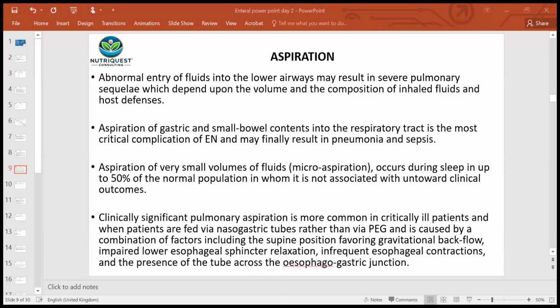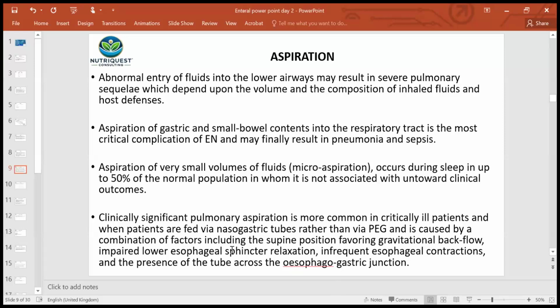So it is important that you know that, because sometimes we might be feeding the patient, yet the bed is wrongly elevated, and that indeed can be a problem. So be sure to master that one, so that you are able to know exactly what we are looking into. So that the elevation is very, very important, so that the patient does not aspirate. So aspiration of gastric and small bowel contents into the respiratory tract is the most critical complication of enteral nutrition and may finally result in pneumonia or sepsis.